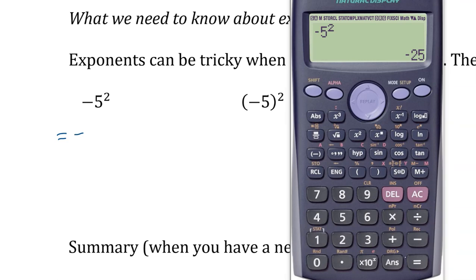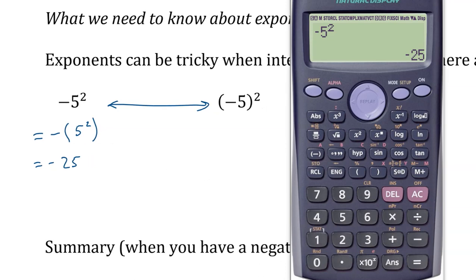It's negative because when there are no brackets, it means this. So it means 5 squared, which is 25, and the negative stays out in front. Whereas this one means you're including the negative when you multiply it twice, because it's in the brackets with it.